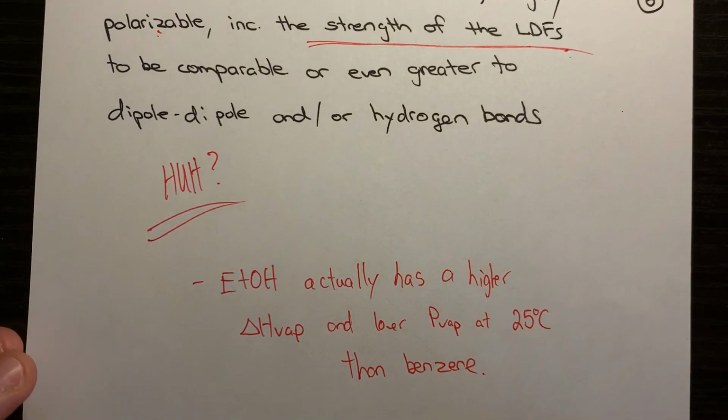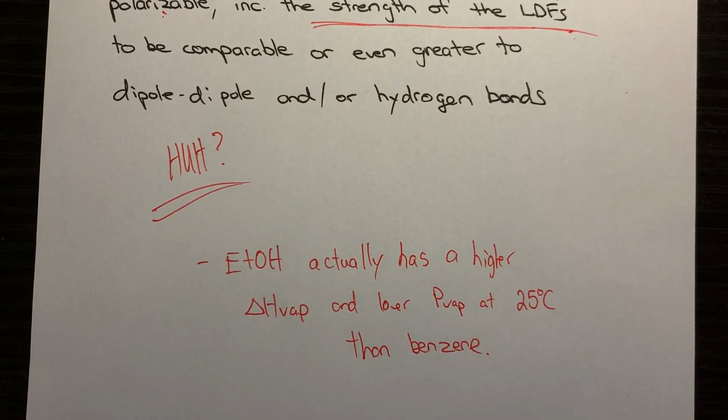Okay, so given the data that we were presented with, that would have been like the perfect answer, right? We have the justification, we're talking about the strength of those dispersion forces, given the polarizability of benzene. But had we been given different data, we might have actually come up with a different answer.